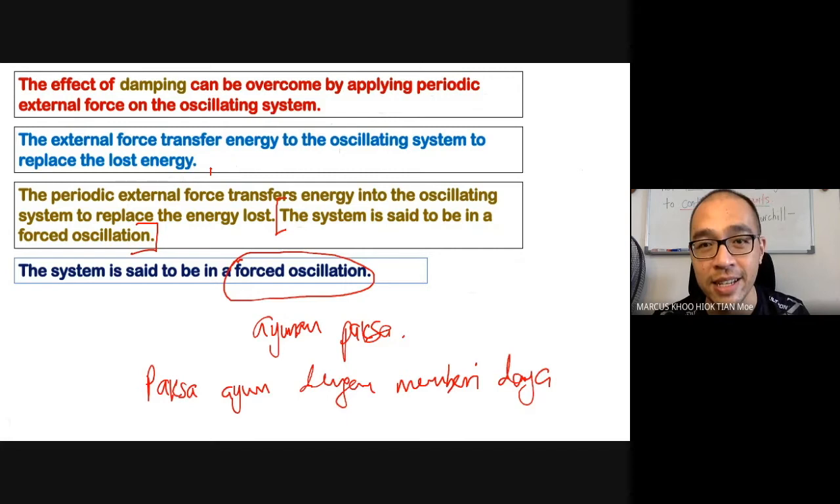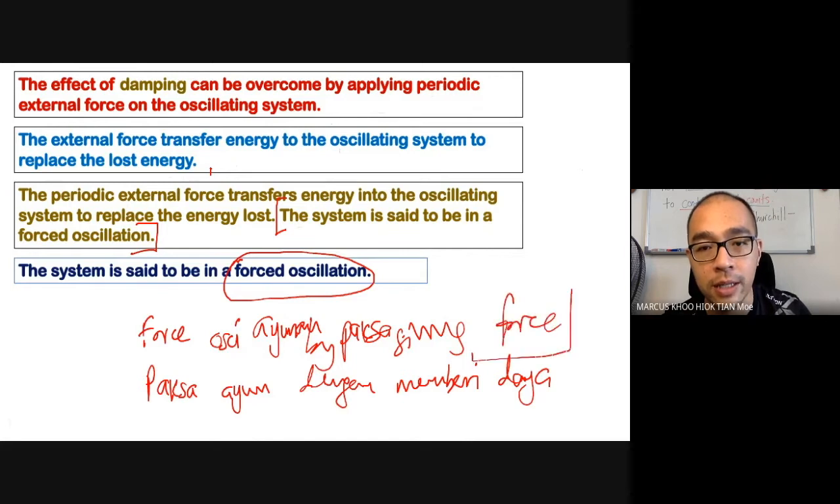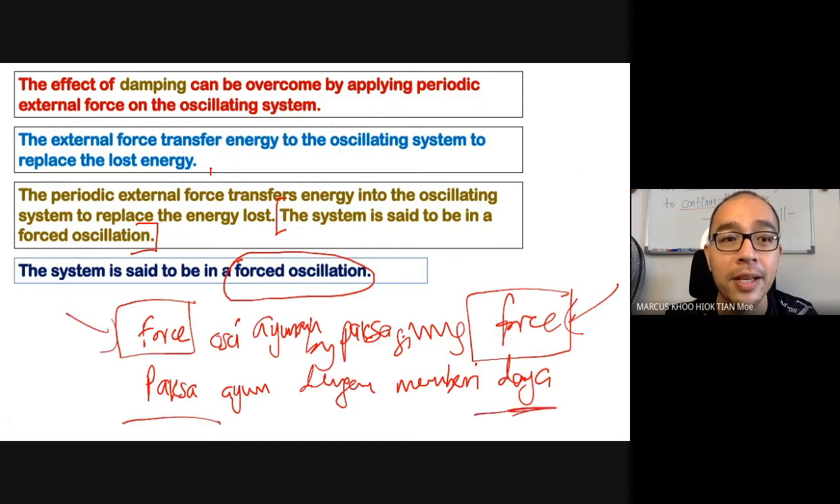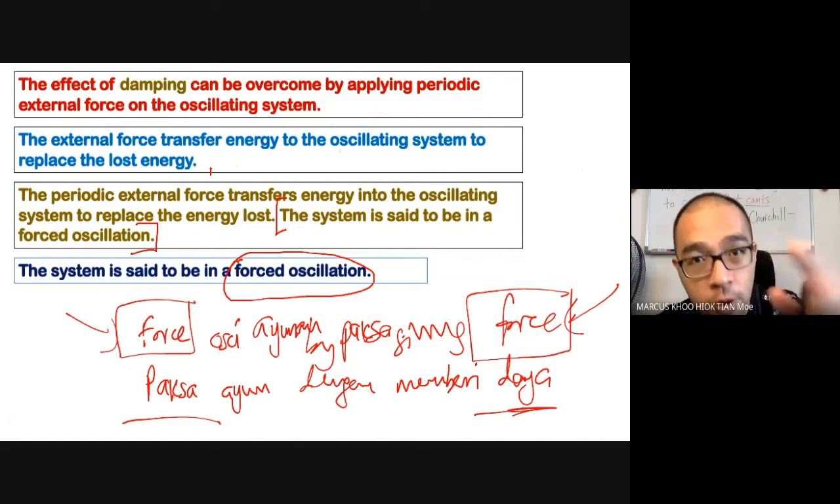It's prettier in English. We force it to oscillate by giving it more force. And the two force words there have totally different meanings. We force the oscillation by giving force. This force and this force, two different meanings. The first force is paksa. The second force is daya. So forced oscillation happens when you force something to oscillate.